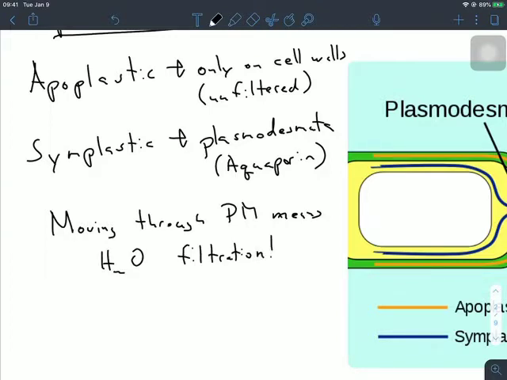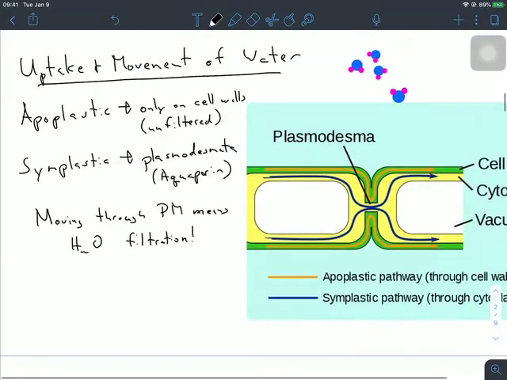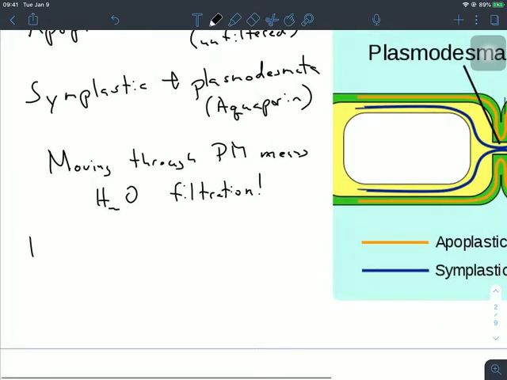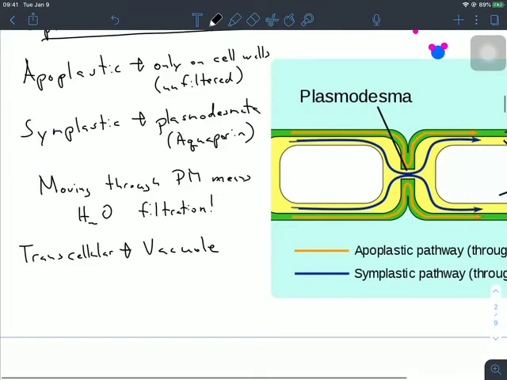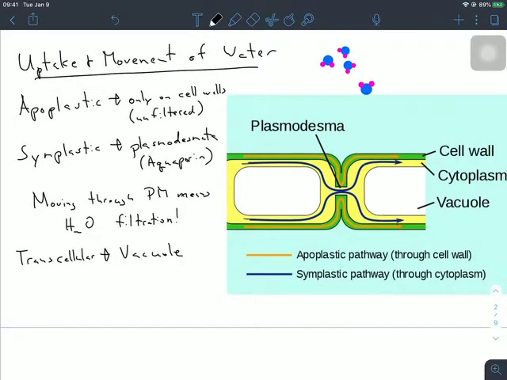Are you seeing where we're going with this? There is one other type of movement in addition to our apoplastic and symplastic pathways called a transcellular pathway. And this is where the vacuole gets involved. So just like the plasma membrane has aquaporins, the vacuole also has aquaporins. So this basically means you're getting filtered and filtered again.